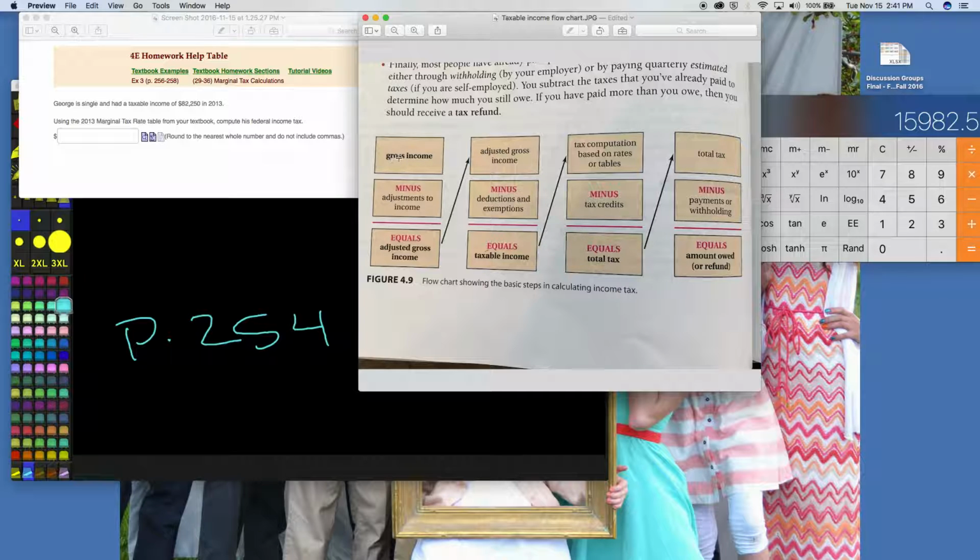So we determine what they've given us. They've given us taxable income, so I can go straight to taxable income. That means that I'm not going to do the deductions and exemptions on the tax table. Those have already been done for me. That's really important to know. So I'm going to take his taxable income and compute his federal income tax based on the tables.